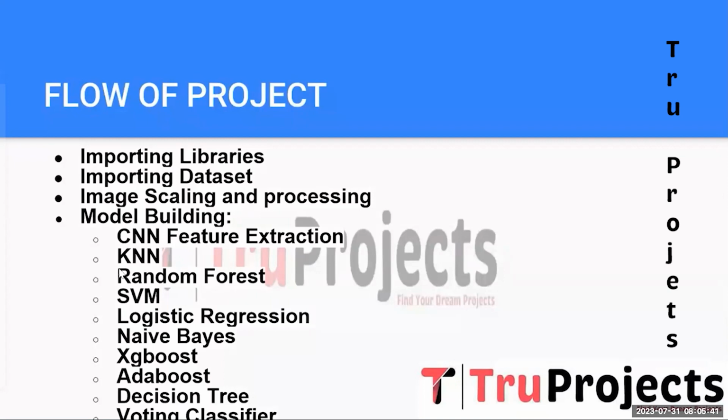And the second one is KNN. KNN stands for K nearest neighbor, a simple and intuitive machine learning algorithm used for classification tasks. It operates based on the principle of similarity, where a test image is classified by comparing it to the K closest training images in the feature space. In this project, KNN is applied to the features extracted from the CNN to classify the diabetic retinopathy severity based on the similarities with the nearest training data points.